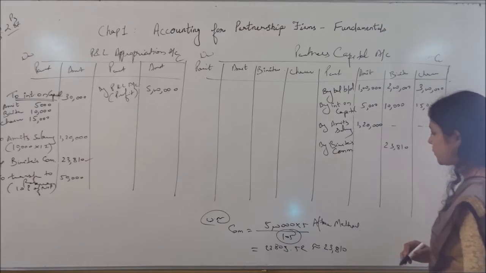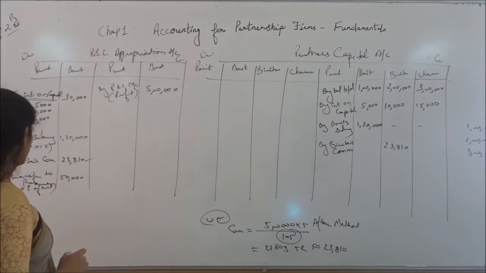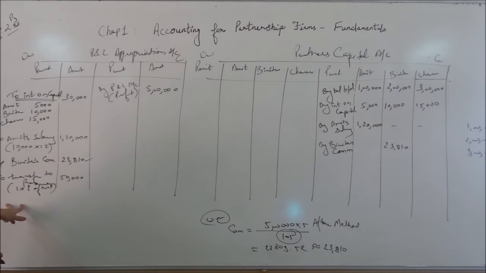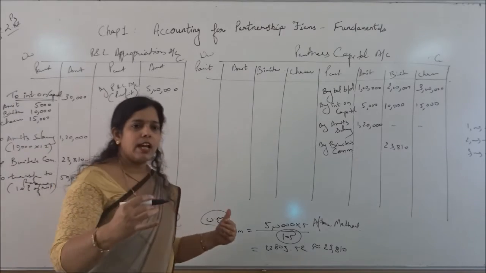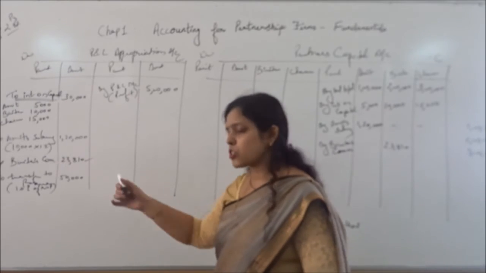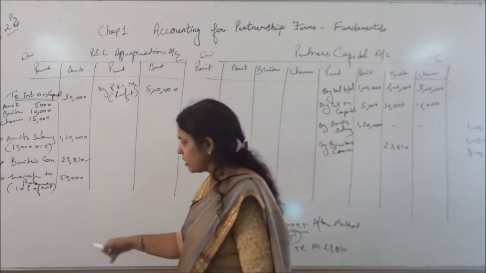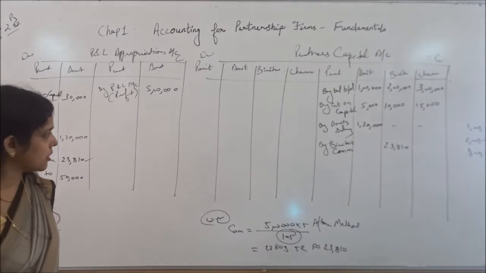So I have taken 23,810 and transferred it to the capital account. This transfer to reserve, will it be transferred? No. Why will it not be transferred? Because they have just transferred it to the reserve. At some future date, when they decide according to the agreement, they will distribute it. Finally the partner will get it, but right now it is not being given directly. So we will not transfer this item here.